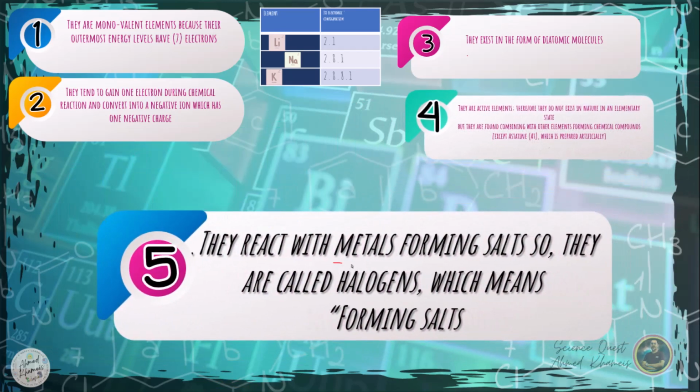They react with metals, forming salts, and so they go by the name halogens. So the name halogens is because they react with metals forming salt, like chlorine reacting with sodium forming table salt, sodium chloride.